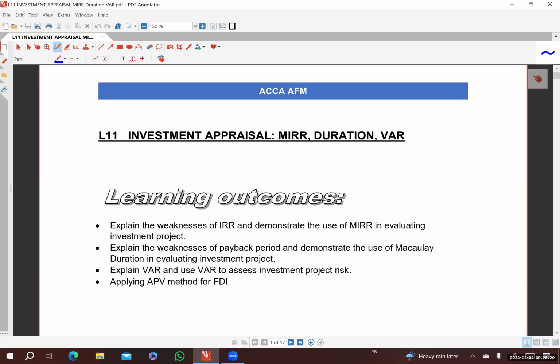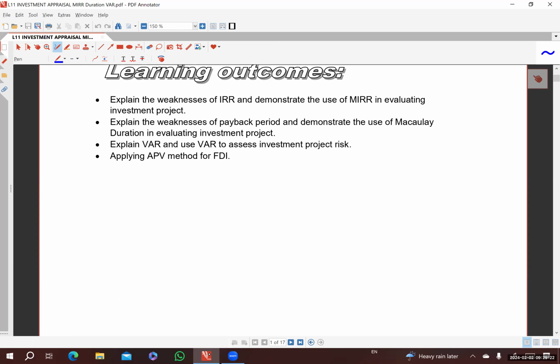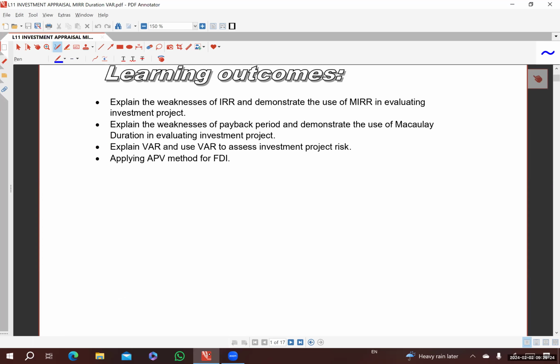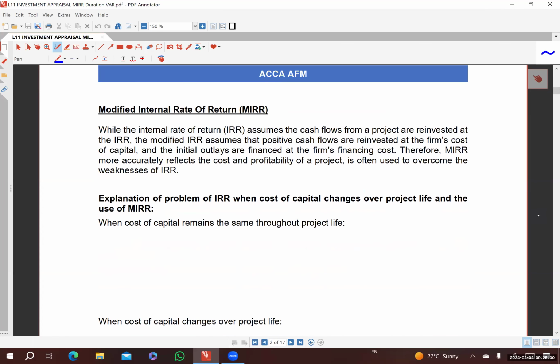We start with MIRR, the modified internal rate of return. By the name, it is a modified IRR. So it is to deal with the issues or the problem with IRR. What is the problem with IRR?